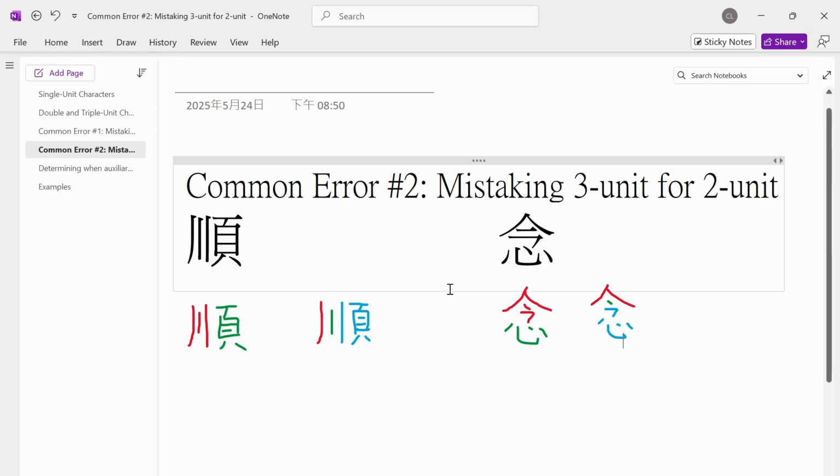Another example is the character Nim. Some people mistakenly assume that the top portion is one unit and the bottom portion is another unit. However, according to our rules, we extract the uppermost auxiliary shape first, in this case, Yan. Next, we extract the dot, and we are left with the hook and Sum as the third unit.